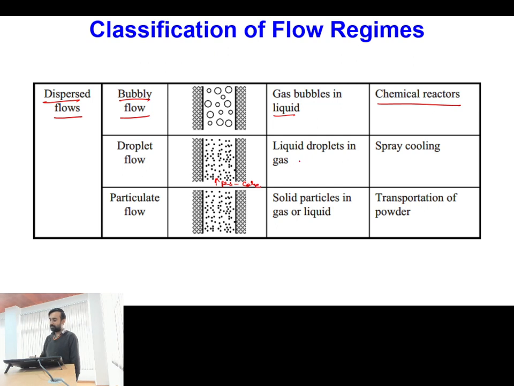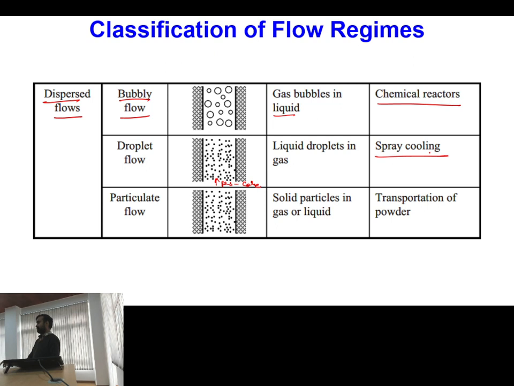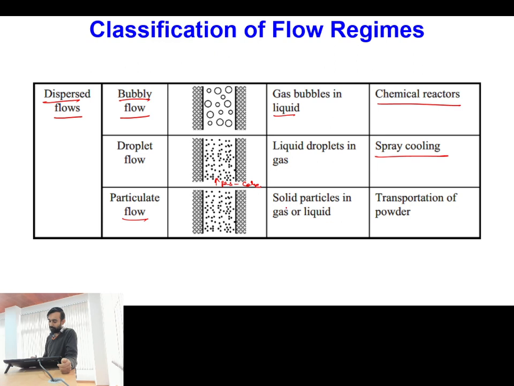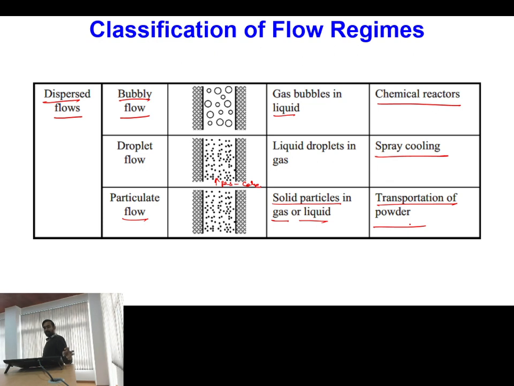Second is droplet flow. It means a pure gas core, so the continuous phase is gas and liquid droplets are present. This is typically seen in case of spray cooling applications. What happens in spray cooling is that in the surroundings everywhere you have air, and you are spraying liquid on some particular portion. That is the case of spray cooling. And third is particulate flow, when solid particles are either present in gas or liquid. This is used for transportation of powders. Okay.